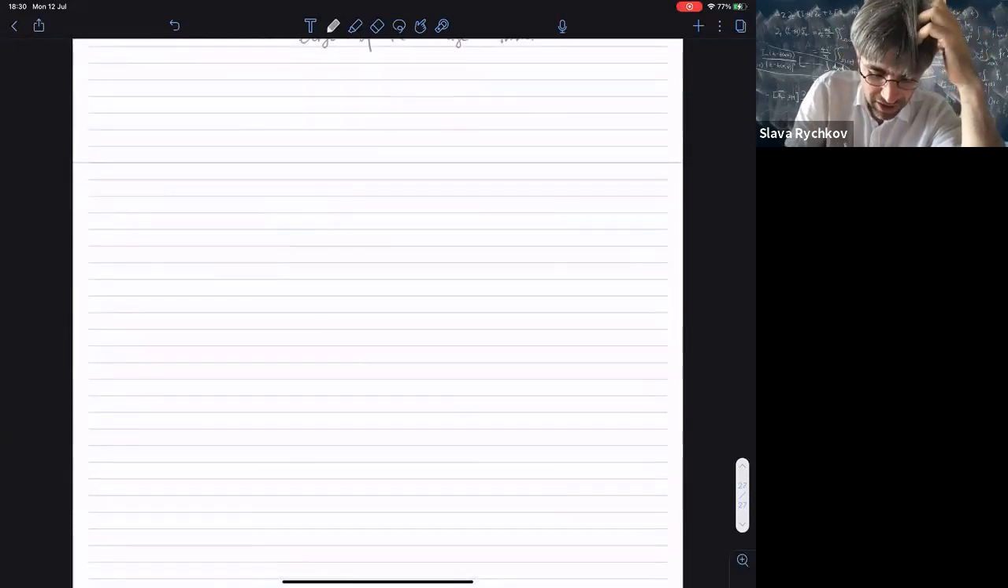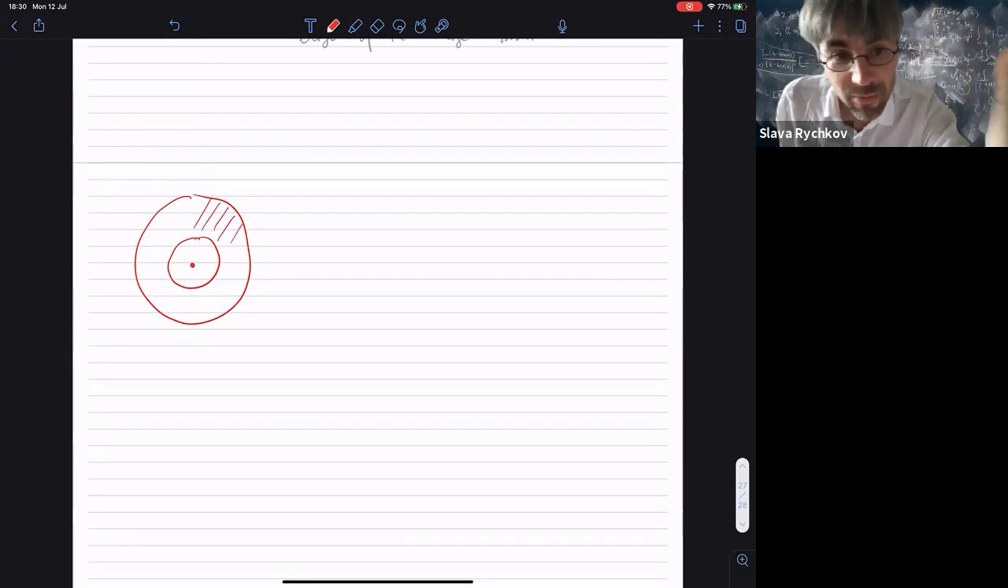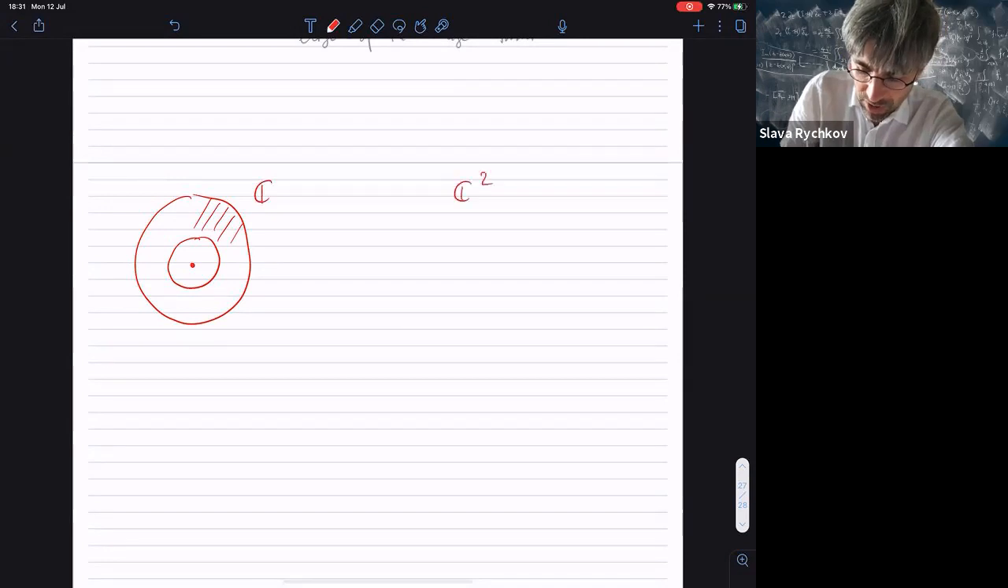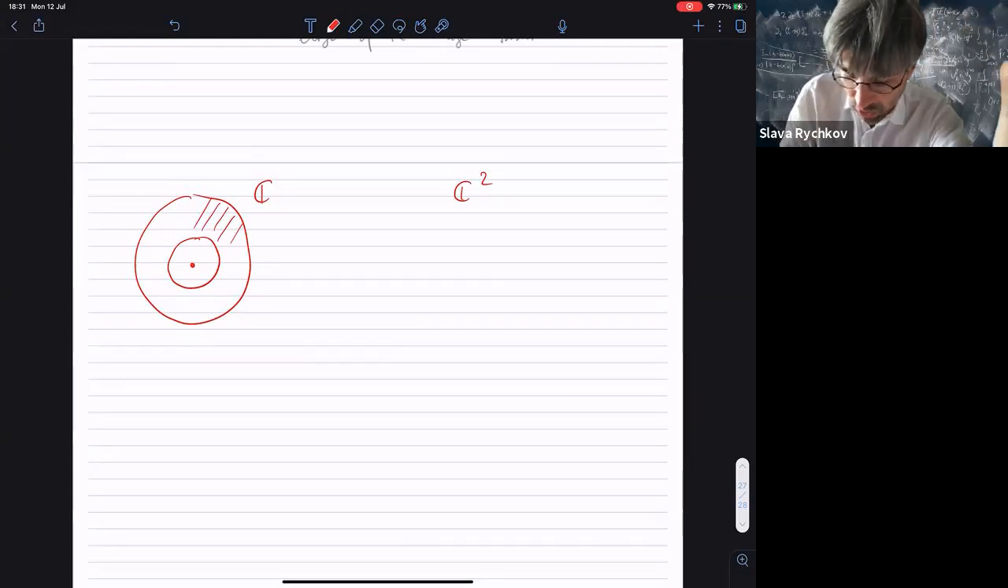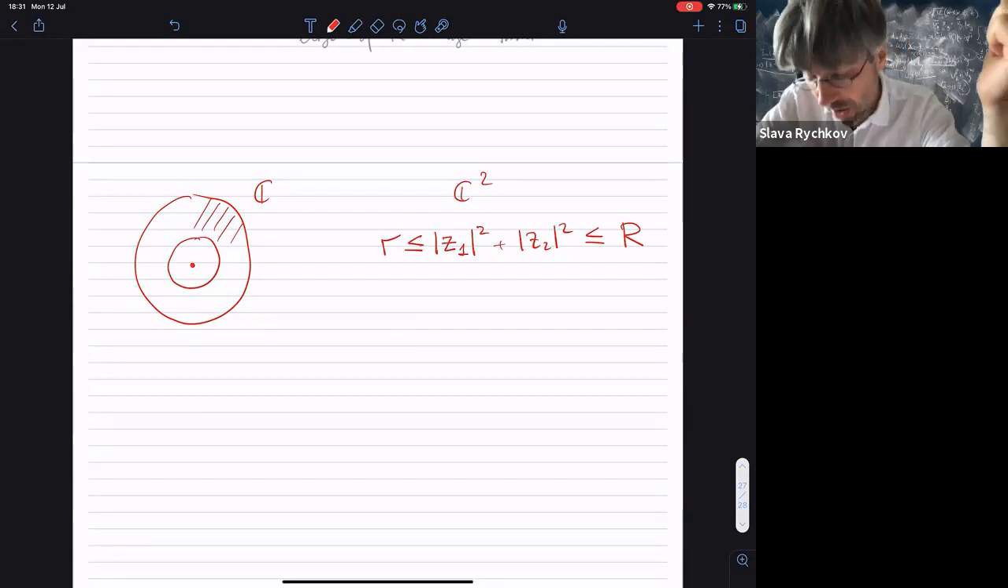Indeed, as Arthur says, in D equal one, we can have a function which is analytic in an annulus, but in the center of this annulus it has a pole, so it clearly cannot be extended to the disk. So that's in C. But in C2, we can consider a seemingly analogous situation where you take a function which is analytic on the set where absolute value of z1 squared plus absolute value of z2 squared is between two numbers r and R.